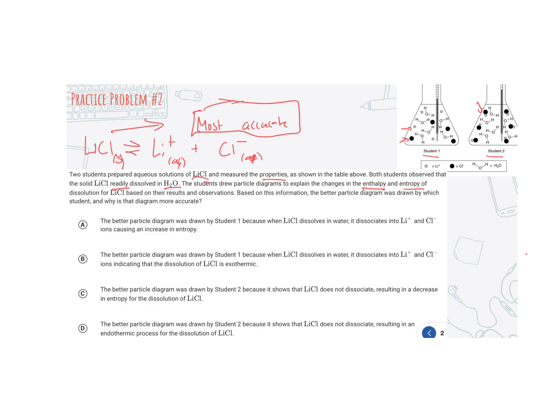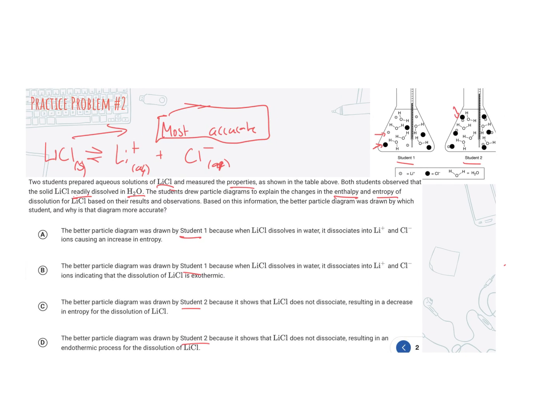So A and B say that the diagram by student 1 is most accurate. C and D say the diagram by student 2 is most accurate. Immediately, the first thing we should do here is try and figure out which one is most accurate based on the picture. Remember, we're told it readily dissolves. And so we should not have LiCl together in solution. It should be Li plus and Cl minus on their own. So I should have this. If we look at our diagrams, this one has them together, and so it cannot be this diagram. And so C and D can't be the answers there.